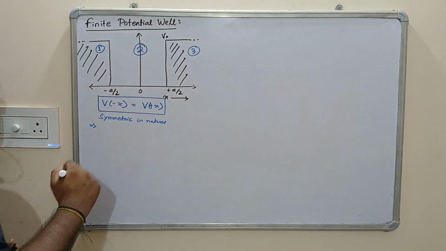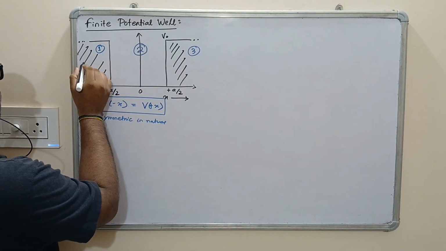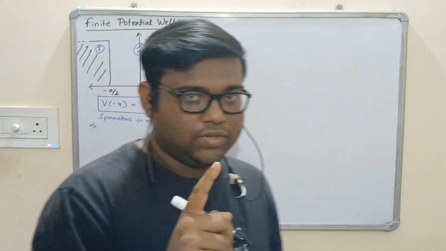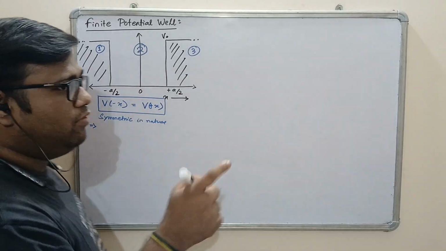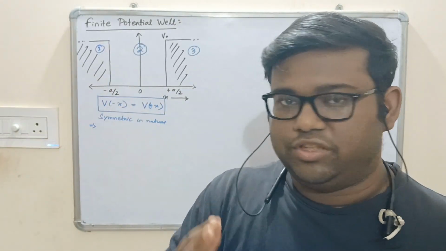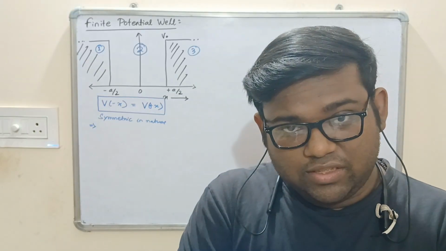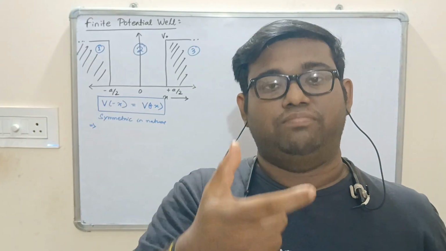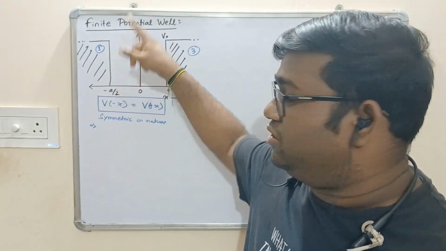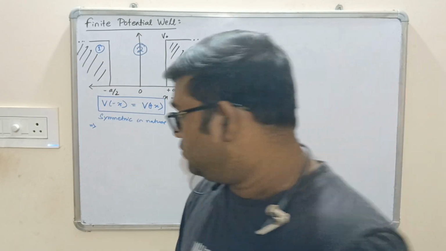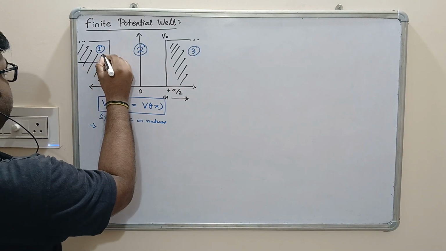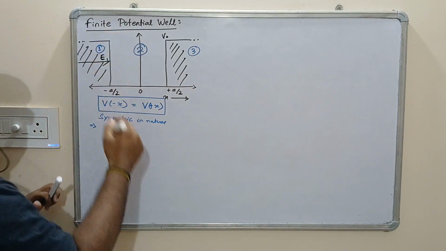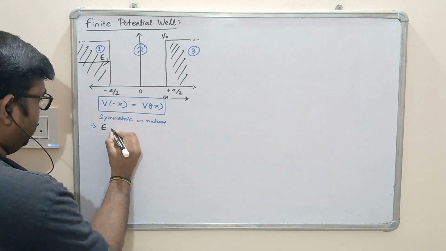Now, second case is that we have to take a condition of energy, and the energy has to be less than V0 for the case to have a bound state. Because if we take energy greater than V0, we won't get the bound states. The necessary condition for the bound state is that the energy of the wave has to be less than the potential. Got it? So let's take the energy E. E is less than V0. So the condition is energy is less than V0.